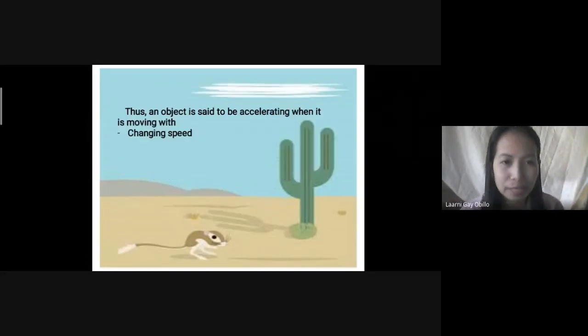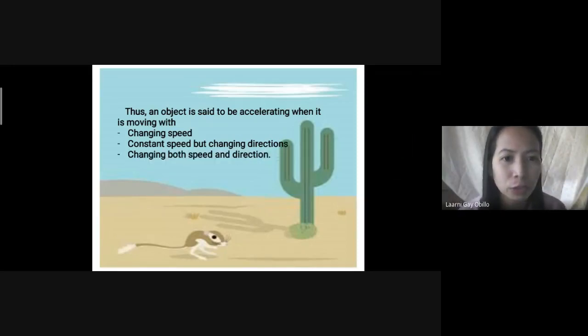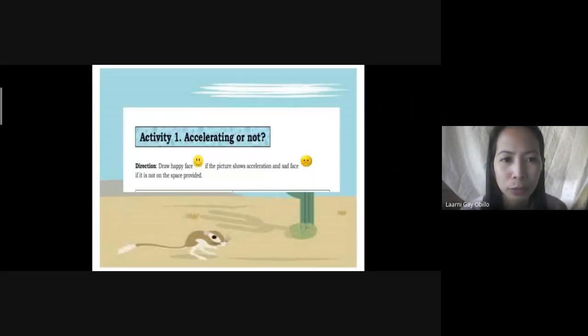Okay. Thus, tandaan nyo, an object is said to be accelerating when it is moving with changing speed, may pagbabago sa speed. Constant speed but changing direction. Okay, so ibig sabihin, kahit hindi nagbabago yung speed pero nagbabago yung direction niya, meron pa rin acceleration. Changing both speed and direction. Okay, nagbabago yung bilis niya tsaka yung direction.